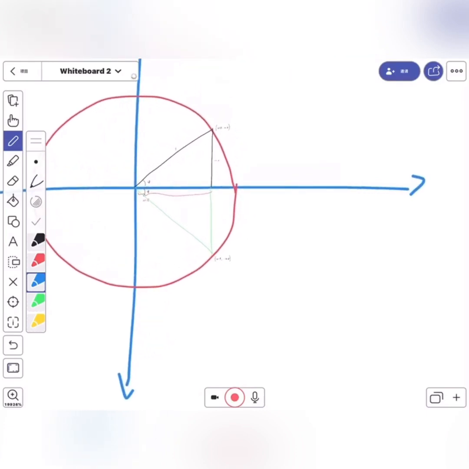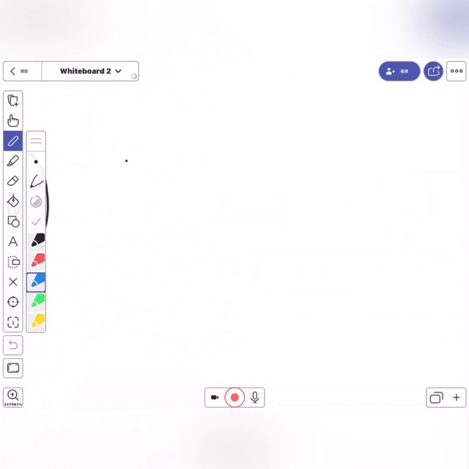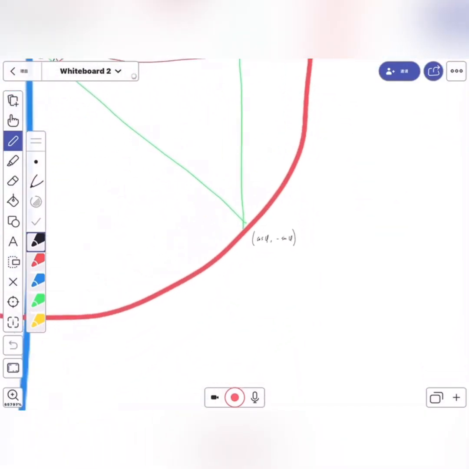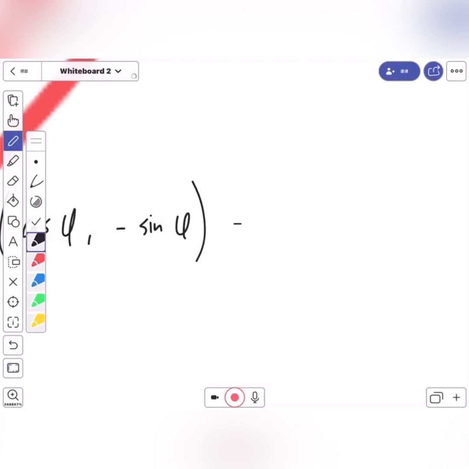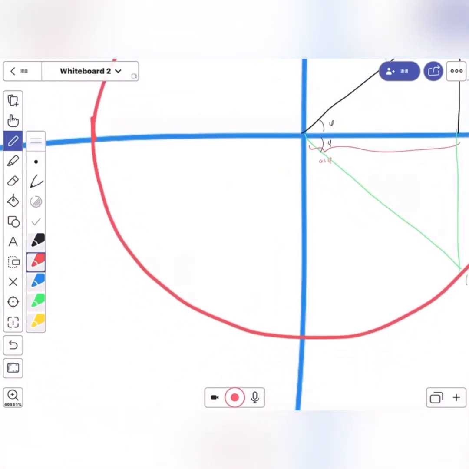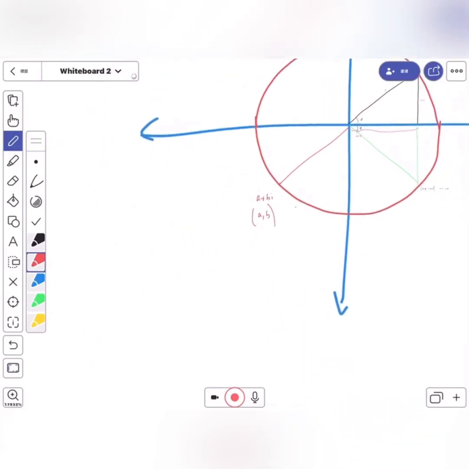Then this one is going to be expressed as cosine of phi plus i times sine of phi. And the bottom is going to be equal to cosine of phi minus i sine of phi. Why are we going to express it as this? Because when you have a complex plane that represents a plus bi, then the endpoint is going to be (a, b). So that is why this is true.